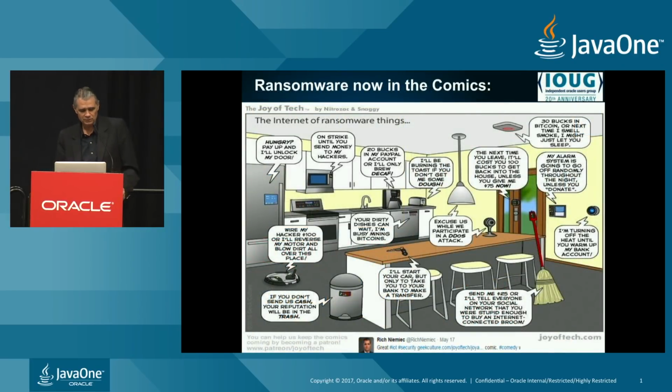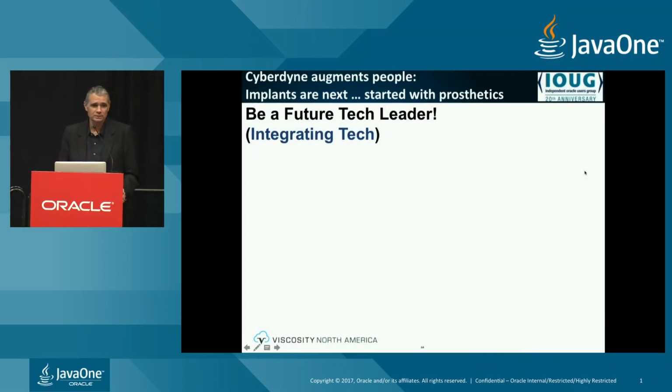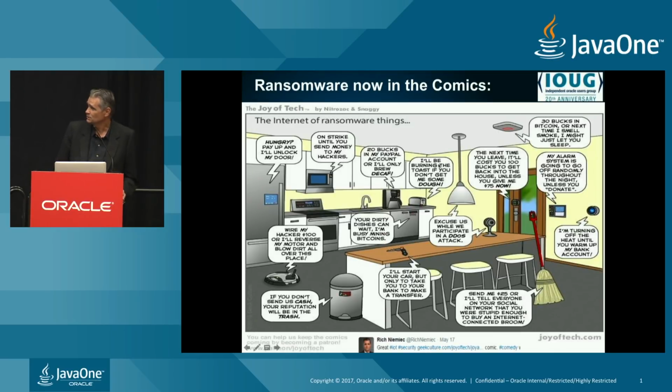I like this one. I tweeted this a little while ago. It's like, hackers: $30 in Bitcoin, or the next time I smell smoke, I just might let you sleep. Oops, sorry. This is the internet of ransomware things. Your Roomba is like, wire my hacker some money or I'm going to blow dirt all over this place. How long will it be till that happens? Till they lock your refrigerator, till they lock you out of your car. It's starting to happen.